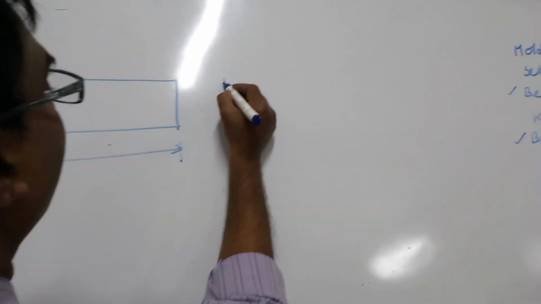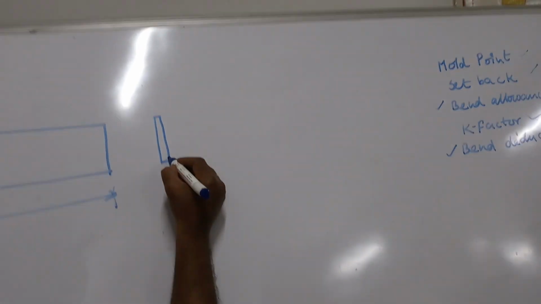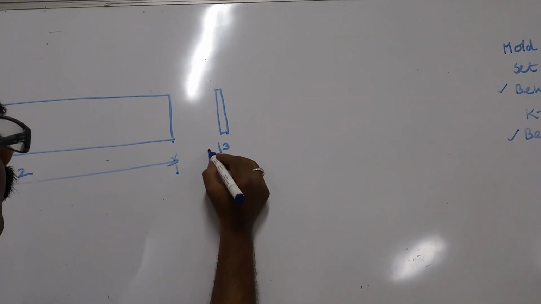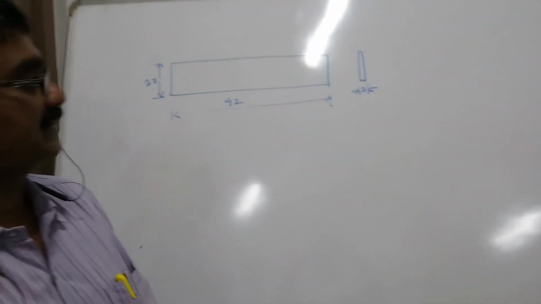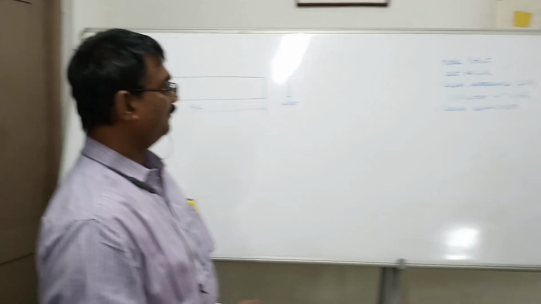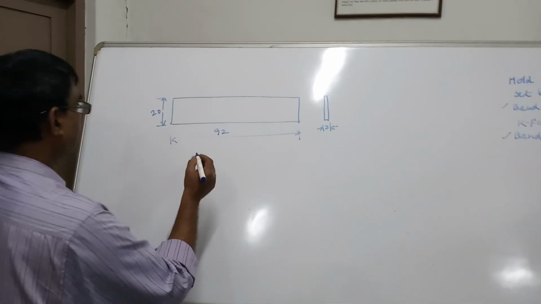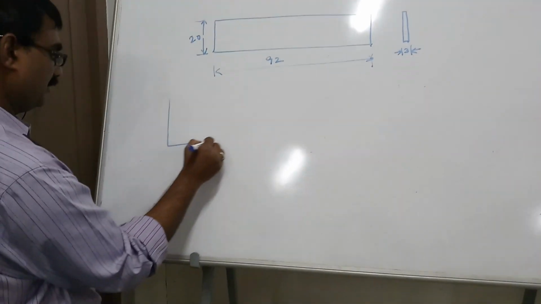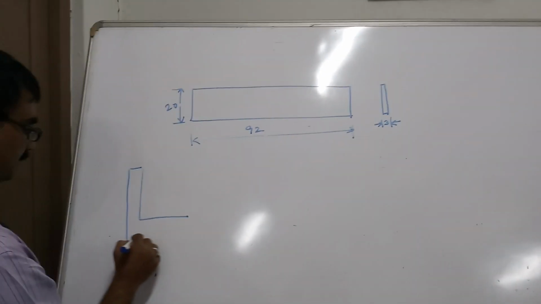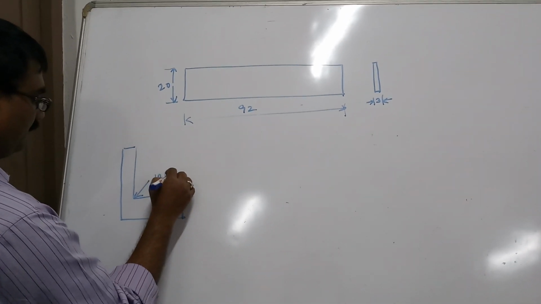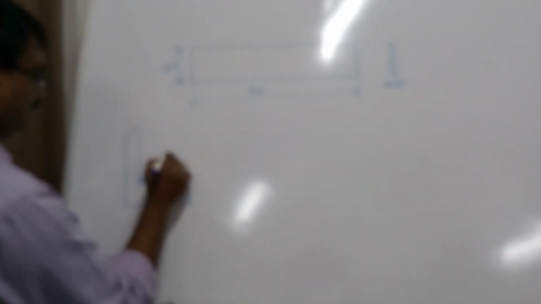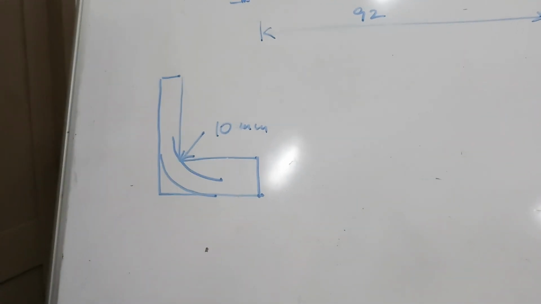And thickness is 3 mm. Right? Now let us discuss what is mold point, what is setback and bend allowance. And the radius, as per our drawing, this radius is, I think they have given 10 mm. Dia 10. The radius what you have to obtain here is 10 mm. This is 10 mm. Okay.